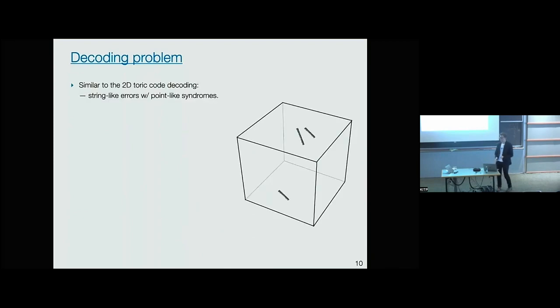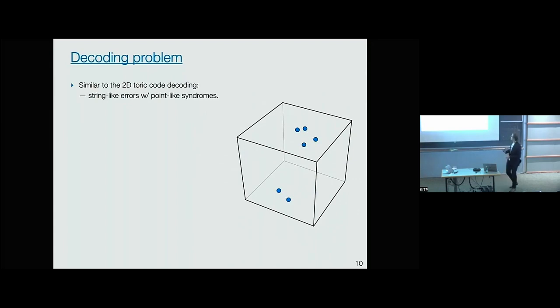So what's the decoding problem for the subsystem toric code? It turns out that it is very similar to the decoding problem of the 2D toric code. Namely, we will have some string-like errors, and we will detect them by observing certain point-like syndromes, their endpoints. So it's analogous to the 2D toric code. It's just that the space that we operate within is three-dimensional.